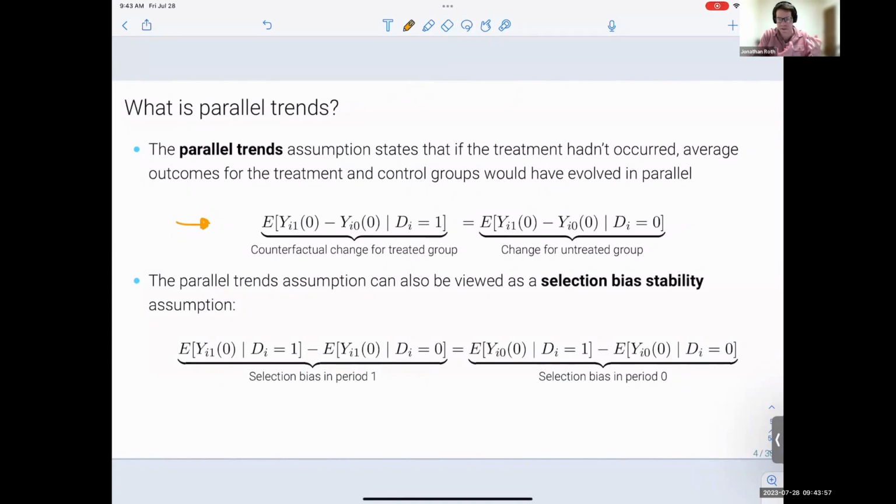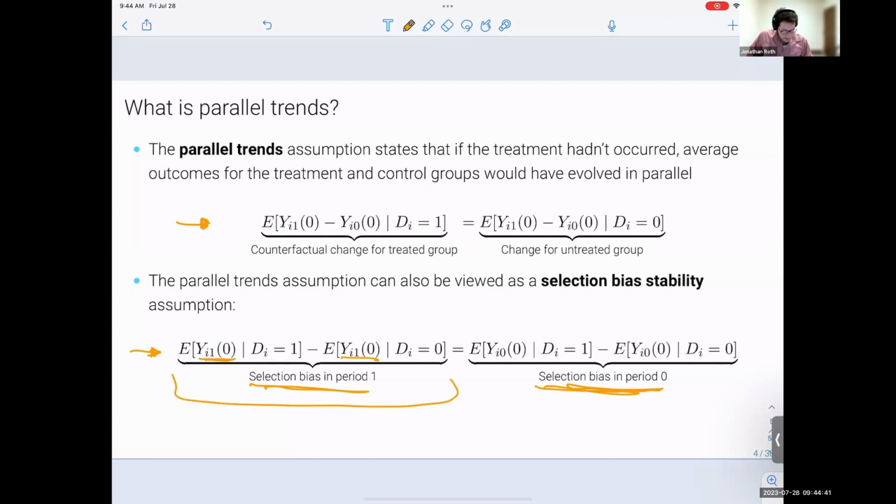So if I have the expectation of a sum or a difference between two random variables, that's the same as the difference in the expectations of those two random variables. So I have these 4 expectations here. I can just rearrange them to get the following equality here on the second line, which intuitively says that the selection bias in period 1 is the same as the selection bias in period 0. What do I mean by that? By selection bias, I mean if the treatment hadn't occurred, so we're looking at Y(0)s, what would be the difference in the outcomes between the treated group and the control group?